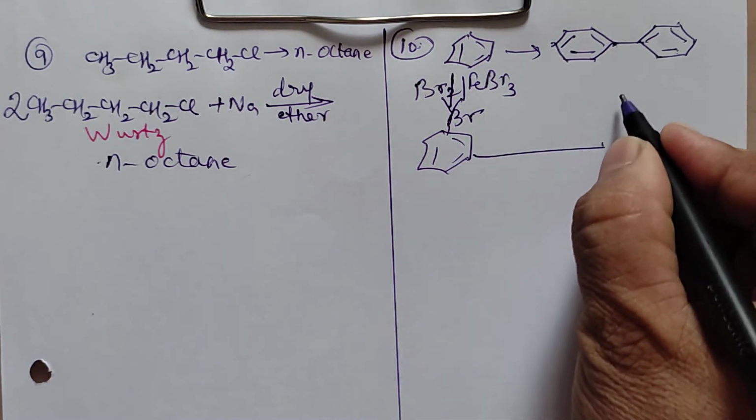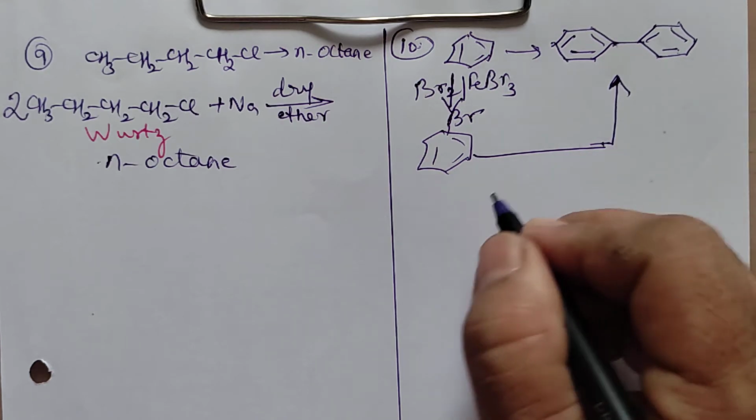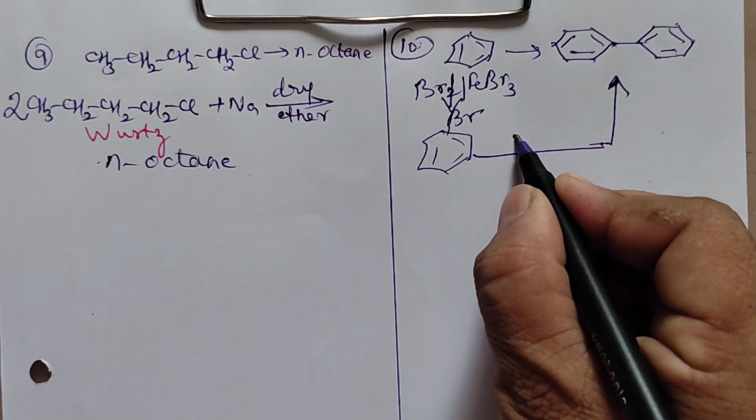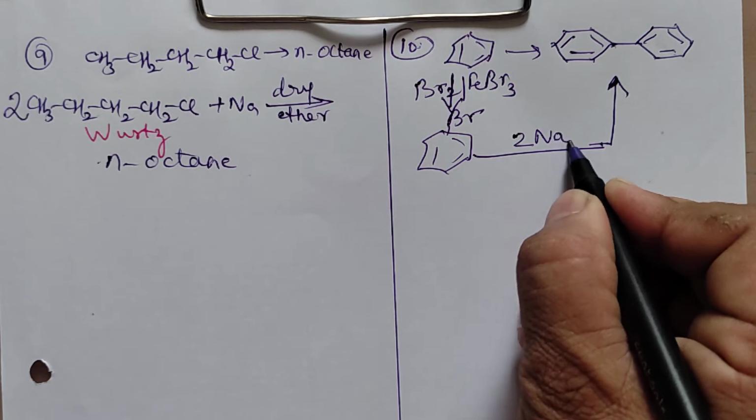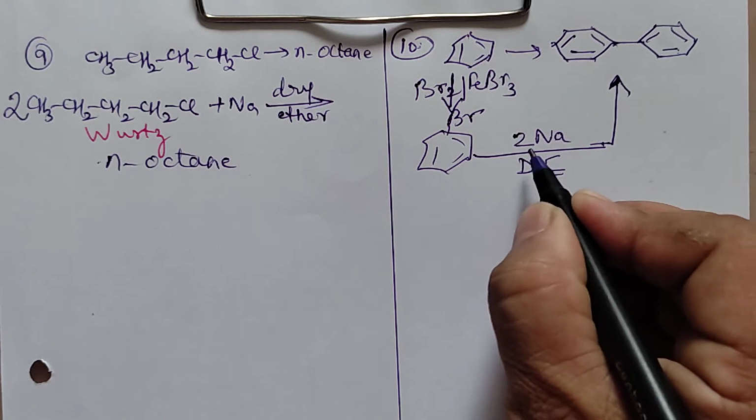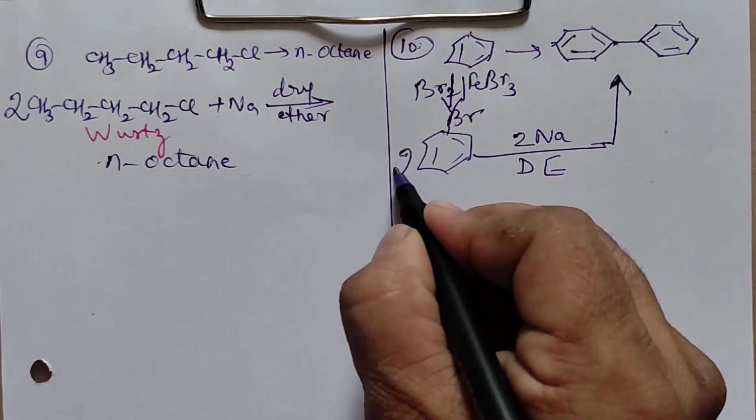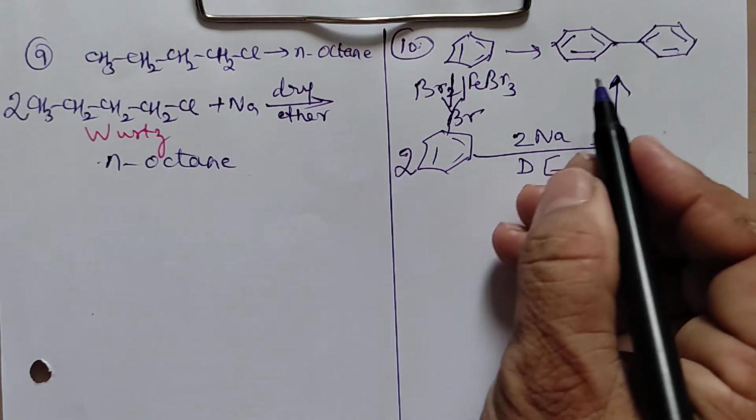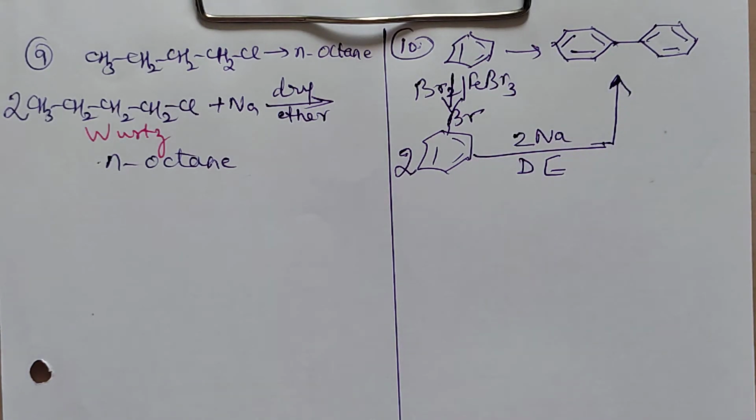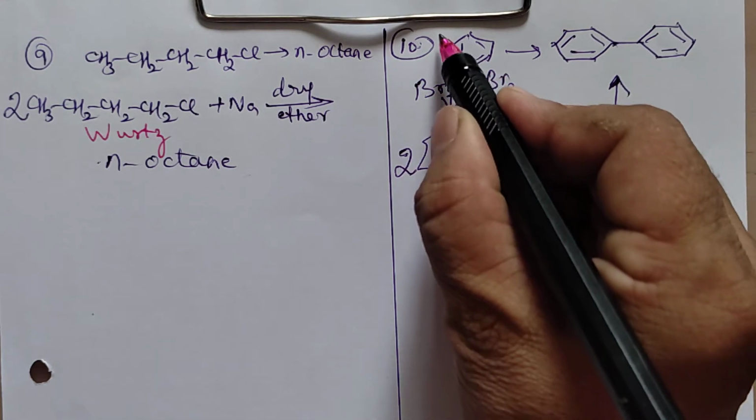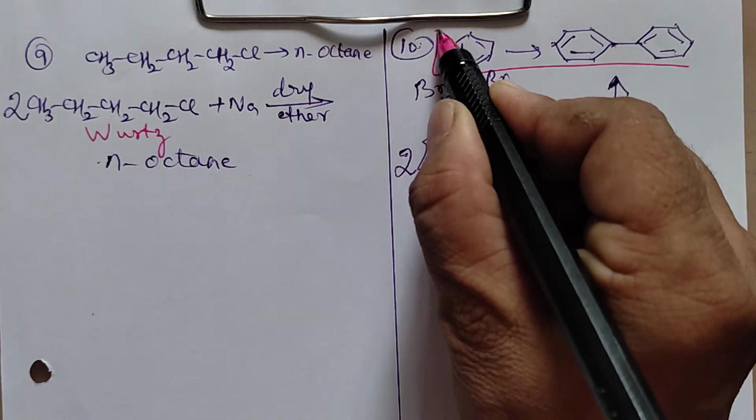Now it is very, very simple. You have to carry out Fittig reaction. This is in the presence of sodium, dry ether. So this Na, and you have to take 2 molecules of it, of course. So what you'll get is biphenyl. Actually, I wrote it in just one go. This is our main conversion.